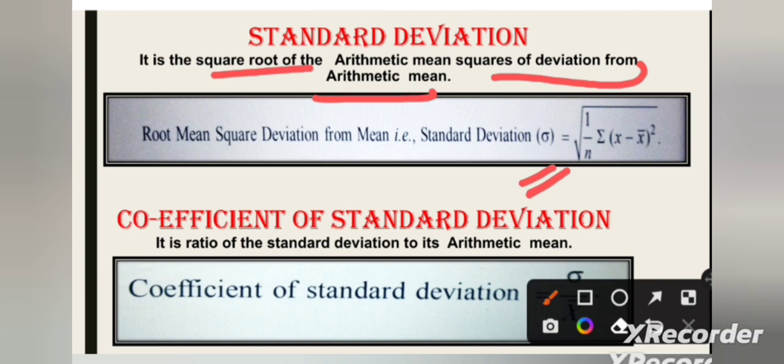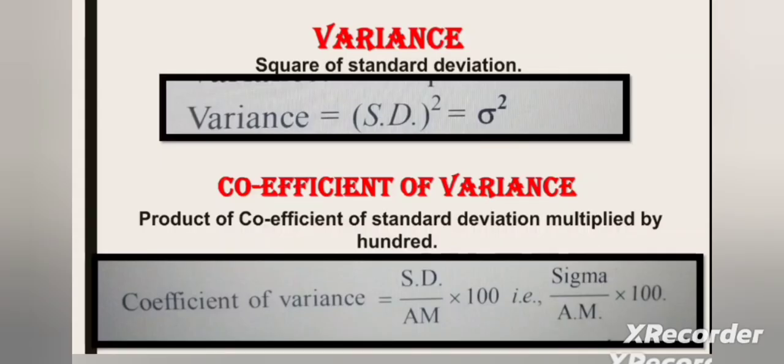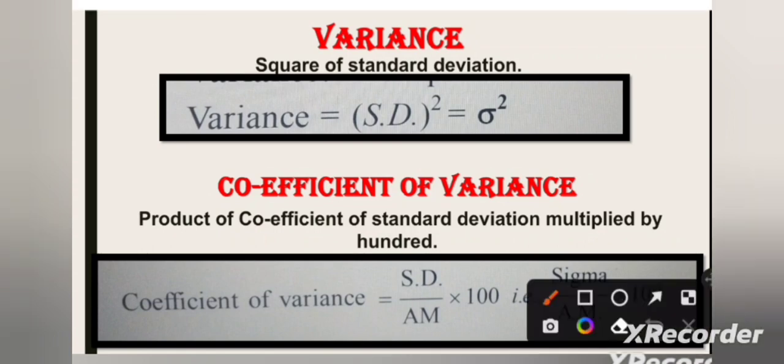The coefficient of standard deviation is the ratio of standard deviation to its arithmetic mean. Next is variance, which is the square of standard deviation. So if we square the standard deviation, we will get the value of variance. Coefficient of variance is the coefficient of standard deviation multiplied by 100.